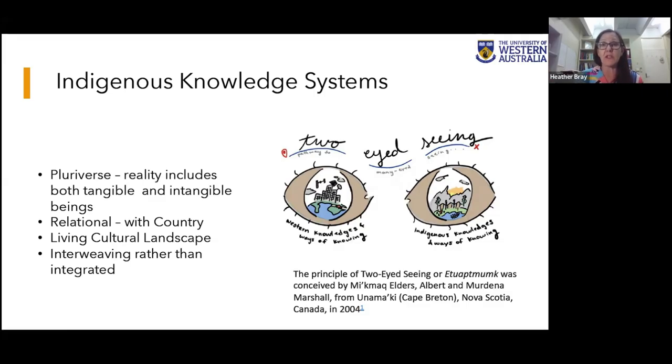It's a relational ontology with Country in capital letters, because that country, that landscape, is alive, it's living and often sentient. And of course, we need to really talk about interweaving this knowledge system rather than integrating. You don't mix these together and get a nice shade of purple. You really need to keep these knowledge systems intact if you're going to treat them with respect.